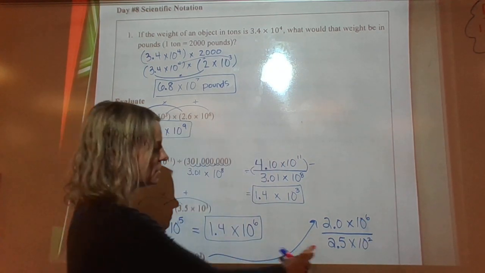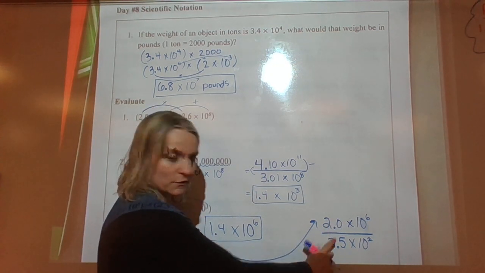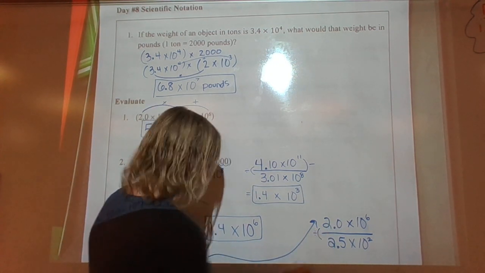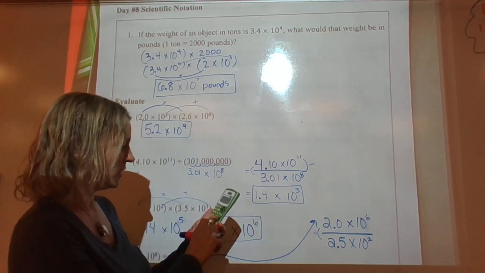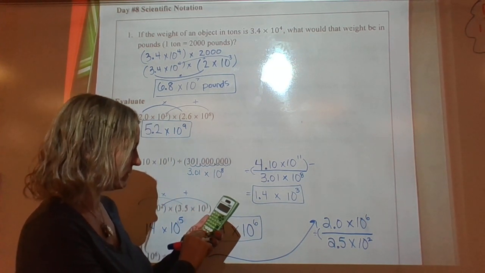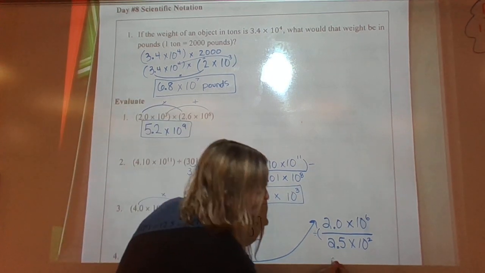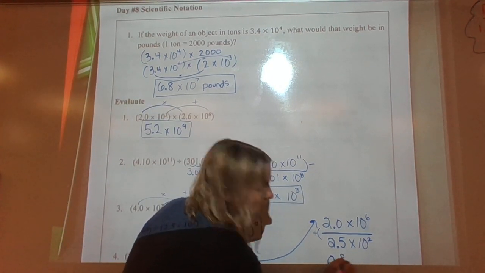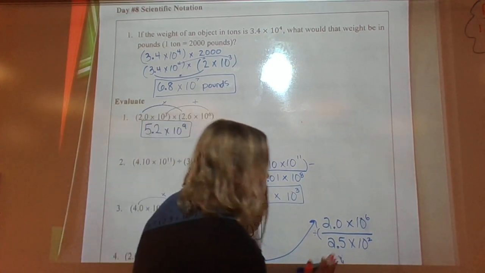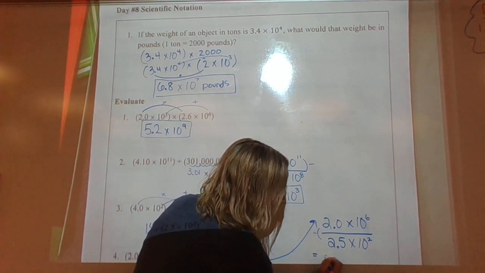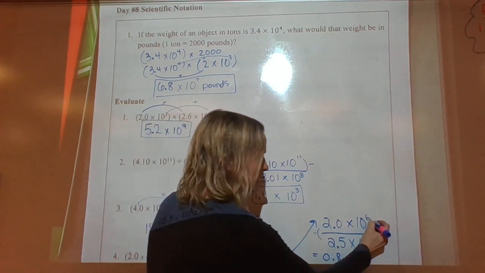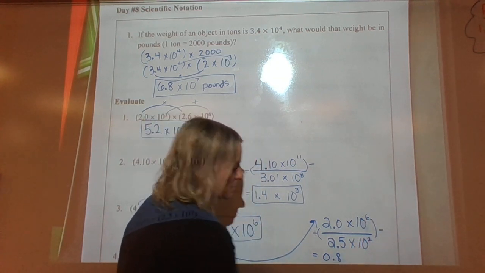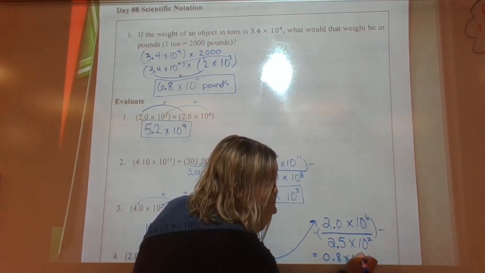All right, so with division, we look at our coefficients and we're going to divide those. So let's do that. In my calculator, 2.0 divided by 2.5 would make 0.8. See that okay? All right, and then with my exponents, again with division, I want to subtract them, so it would be times 10 to the 4th power.